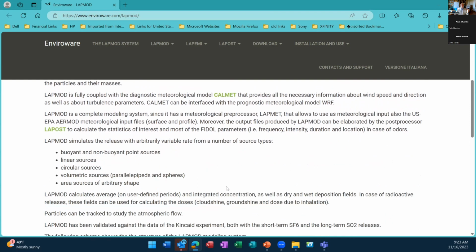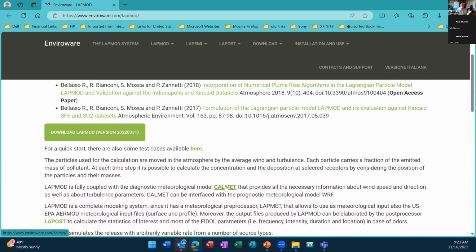So if you're interested in particle modeling and simulation of short-term, short-range emissions, LAPMod is a very good way to start.